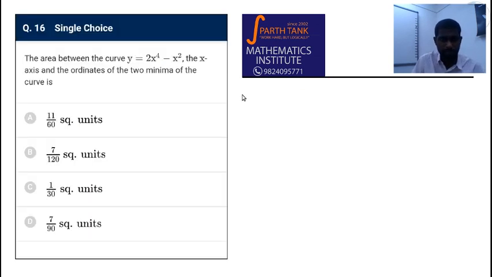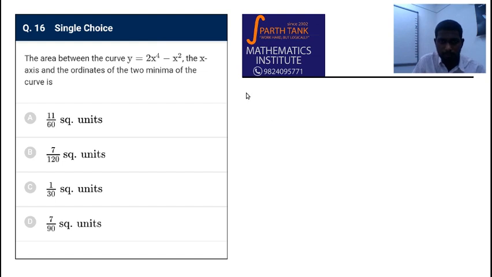Question number 16. The area between the curve y is 2x power 4 minus x squared, the x-axis, and the ordinates of the two minima of the curve is. Alright. So first of all we have to find what are the two minima of this curve and how this curve roughly looks like at least.